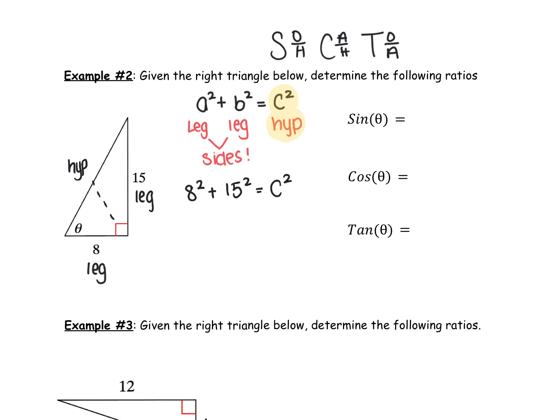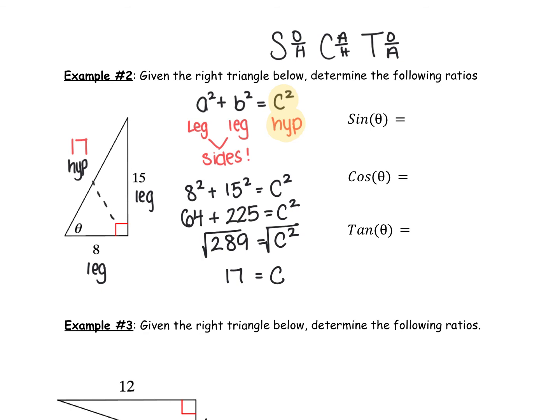We're going to plug in 8 squared, which is 64, and 15 squared, which is 225, and add together the 64 and the 225. You're going to get 289. And then to get c squared by itself, you simply take the square root. So you would be left with c equals 17. So that is my hypotenuse.